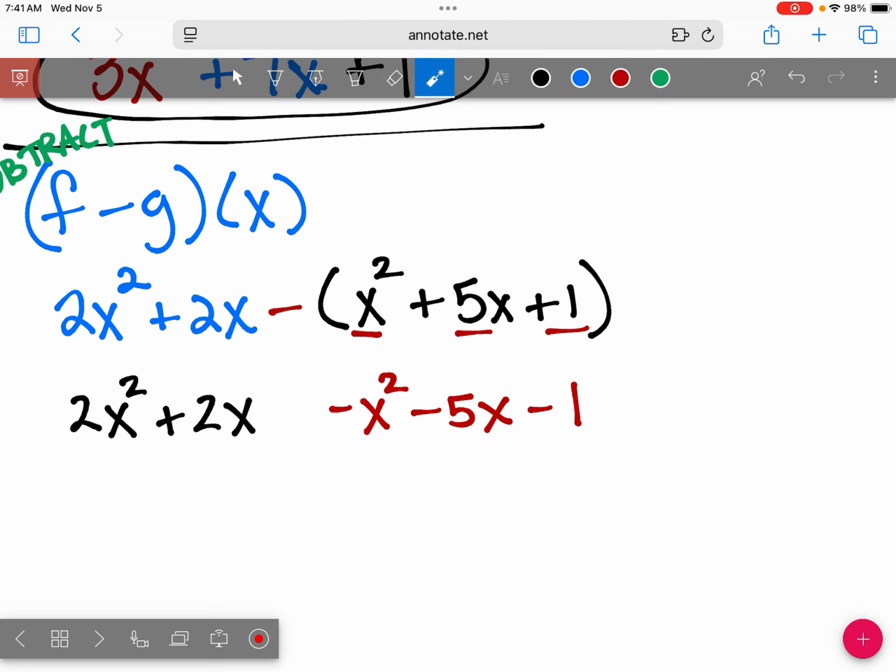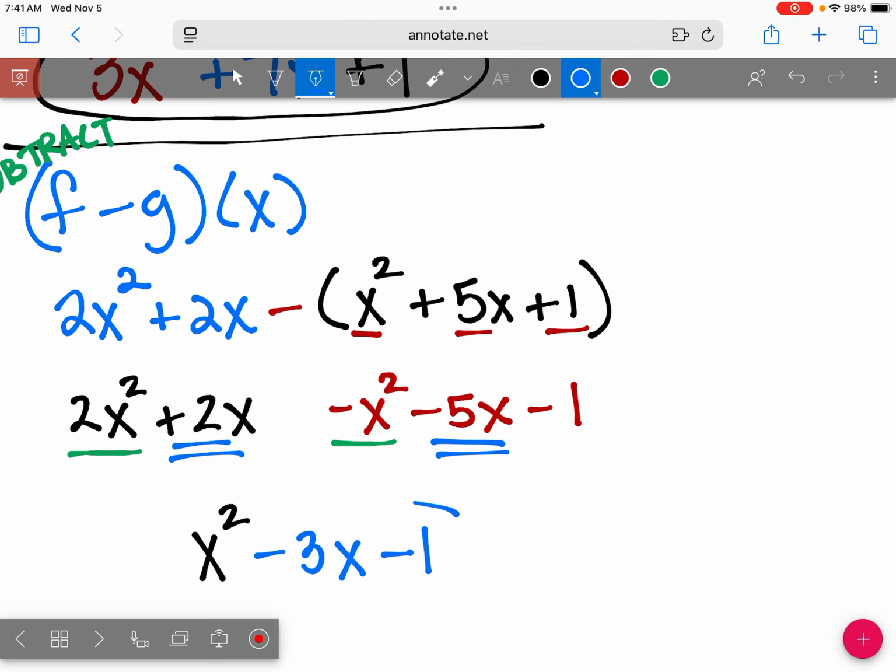That's now negative. So when I combine my like terms, that's 2 minus 1, which is not 3. 2 minus 1 gives me just 1x squared. All right, and then I'm going to add together the 2 and the minus 5. 2 minus 5 would be what? Negative 3x. And then I bring down the minus 1. That's my answer for subtraction.